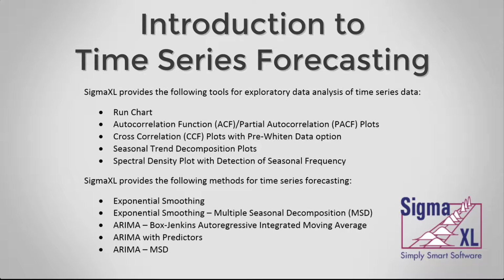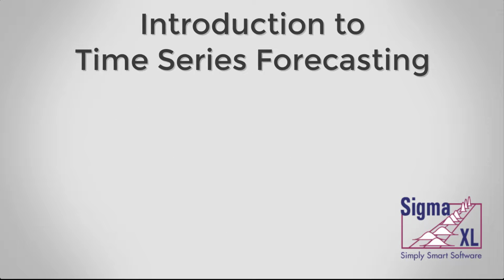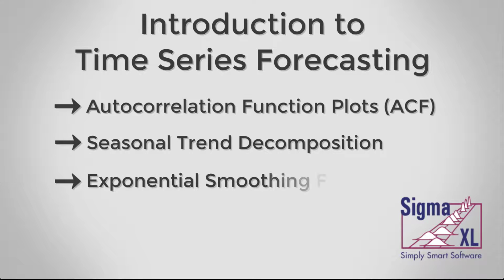SigmaXL provides the tools and methods shown for exploratory data analysis and time series forecasting. SigmaXL also includes control charts for autocorrelated data, which will be covered in a later video. Please refer to the workbook in Part J of the Control Phase section for recommendation on when to use particular methods. For this video, we'll be focusing on the following tools in SigmaXL: autocorrelation function plots, seasonal trend decomposition, and exponential smoothing forecasting. The main feature of this video is exponential smoothing. The ARIMA methods will be covered later in this video series.